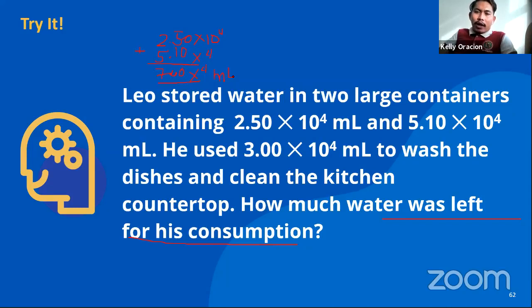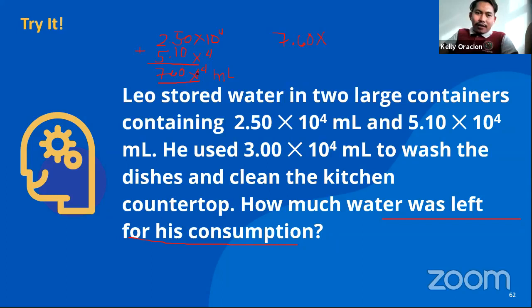Now, itong si Leo, very masipag siya. So he used 3 times 10 raised to 4 ml of the water. So, naghugas siya ng plato, nag-clean sa kitchen. So gumamit siya ng 3 times 10 raised to 4 ml. So 7.60 ml.